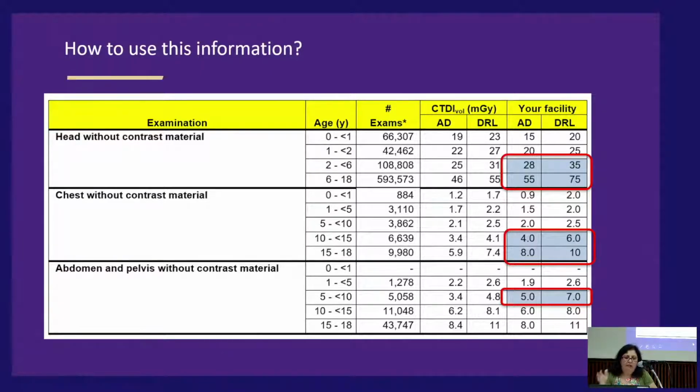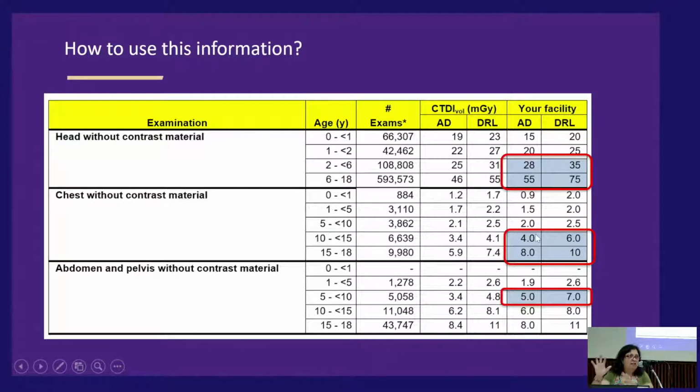So one way, and Sam's going to talk a lot more about this, but I want to at least show one slide showing how you would use this data. When the data was published, I went and looked at my facility, and these are just made up numbers. This is not really data from my facility, but I looked at what the DIR had, and then you can look at your facility, and this is for children, head, for the different age groups. You compare your data, and you can see that it's okay for the little ones, but 2 to 6-year-old is a little higher, and 6 to 18 is a lot higher than what's in the DIR data. Similarly for chest, similarly for abdomen, pelvis.